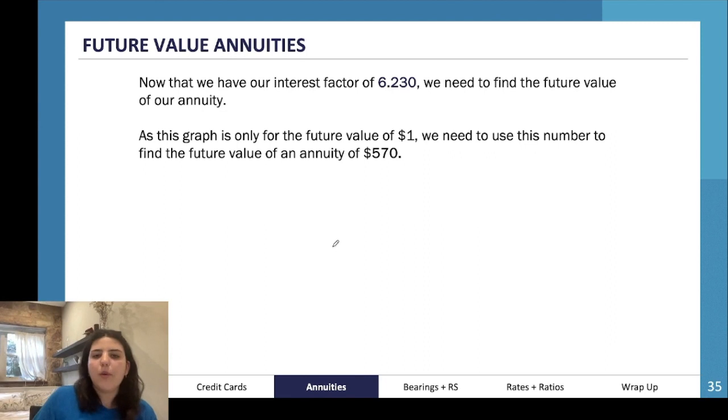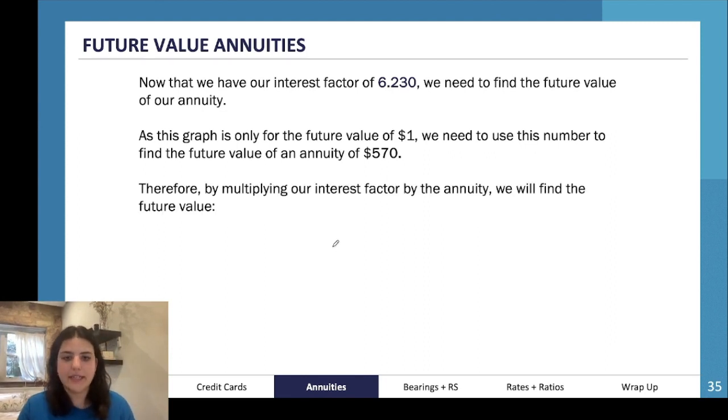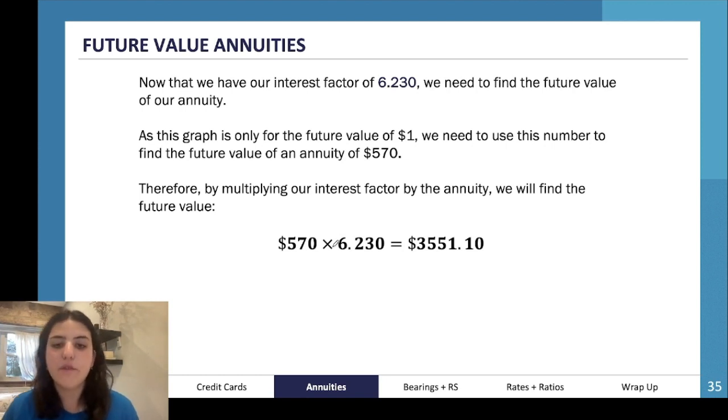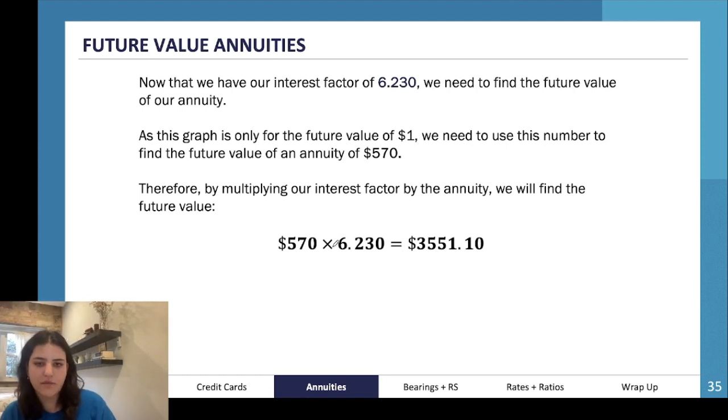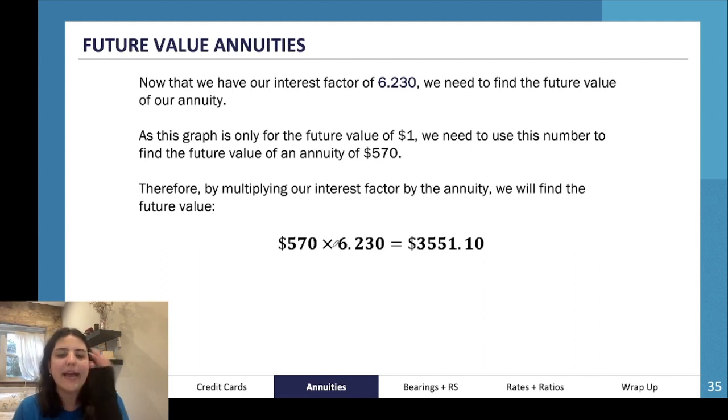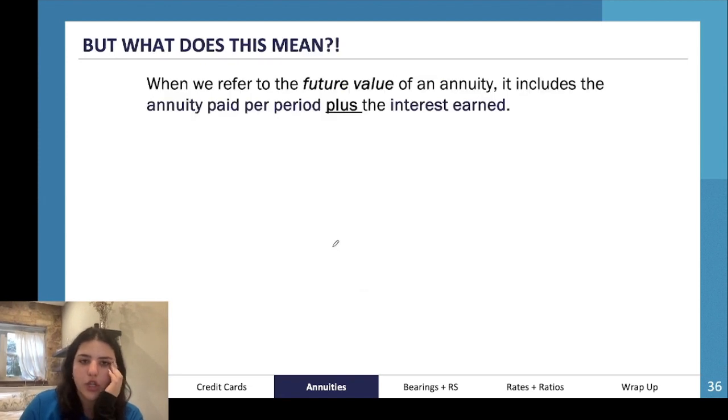So now we can find the future value. It is literally this easy. 570 times 6.230, the future value of our annuity is $3,551.10. It is literally one equation, you guys. You find your value from the table, from the two intersecting lines, your time period, and your interest rate, and you times that by your annuity amount. It's so simple once you understand it. There is no fiddling around and timesing multiple times. It is one equation.